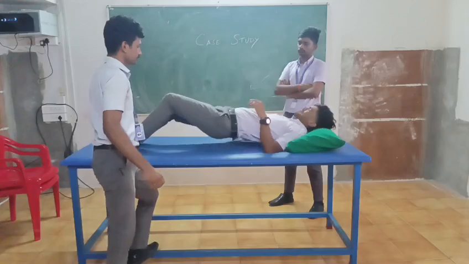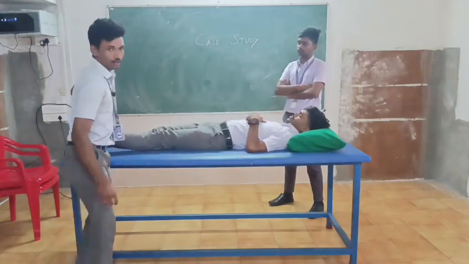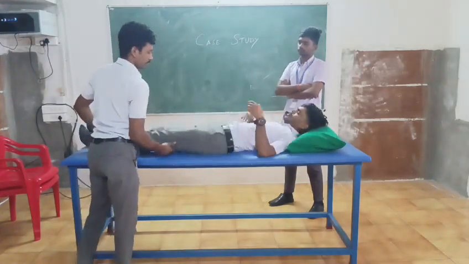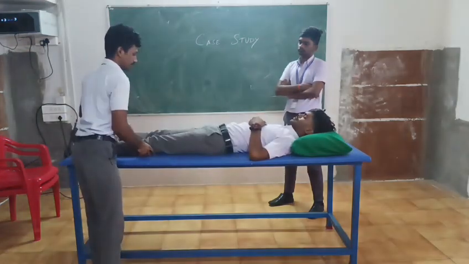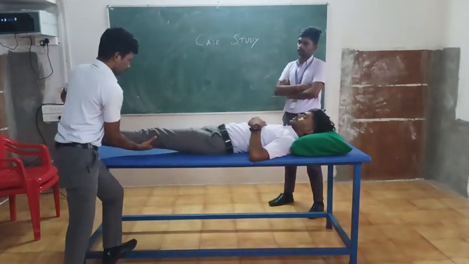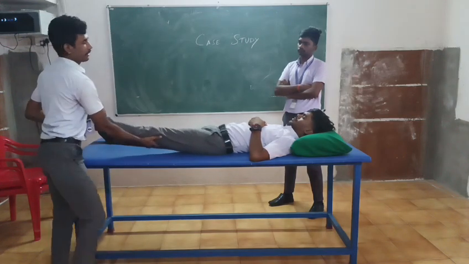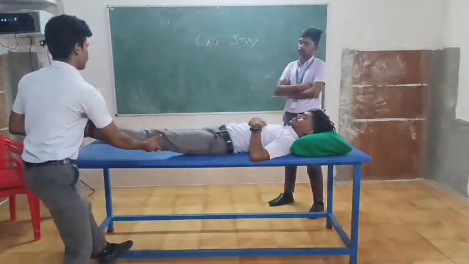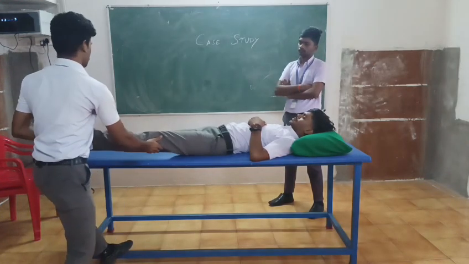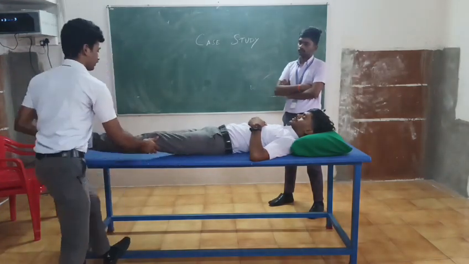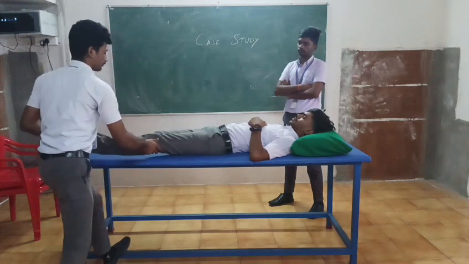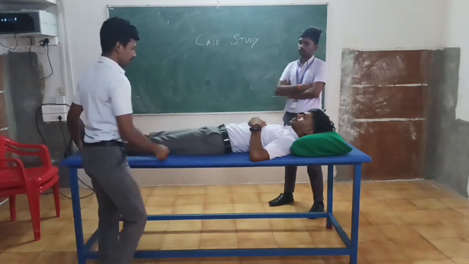Next, abduction. The patient comes to the edge. Yeah, super. Keep your legs like this. For abduction of the hip, we hold one hand under the knee and the other hand under the heel. Okay. So now we do abduction and adduction. On both we do like this. Okay. Abduction as well as adduction. This is abduction and adduction.